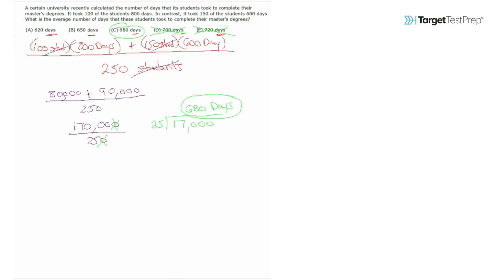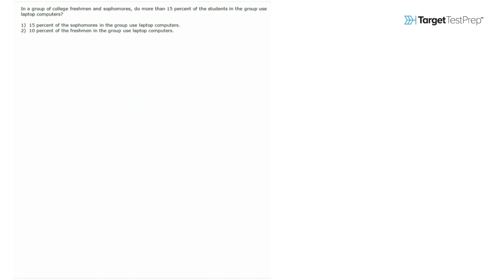When we go to this question here, we know that the weighted average is going to have to be somewhere between 600 days and 800 days. There's just no other option there, and those are the boundaries. So when we go to a question like this, right away we see that the question is saying, do more than 15% of the students in the group use laptop computers? Now, that is all. We don't have any given information besides the fact that we're dealing with freshmen and sophomores, and that's it. That's the pool of people that we're working with.